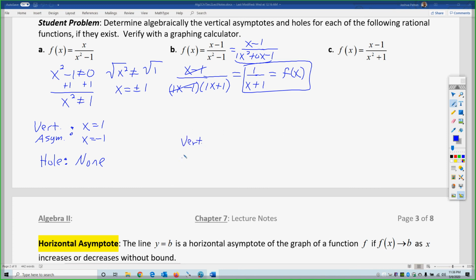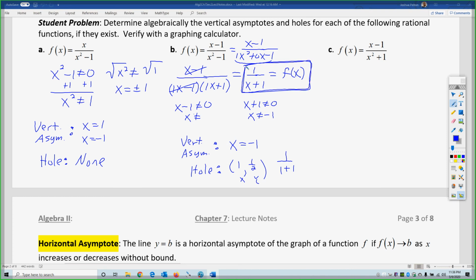Vertical asymptote and hole. Okay, so x plus 1 cannot be 0, so therefore x cannot be negative 1. So that is our vertical asymptote. And since x minus 1 canceled, x cannot equal 1 is the x value of the hole. To get the y value, you just need to plug it in. So I get 1 over 1 plus 1, or simply 1/2, when I plug it into the function, which gives us the location of the hole.